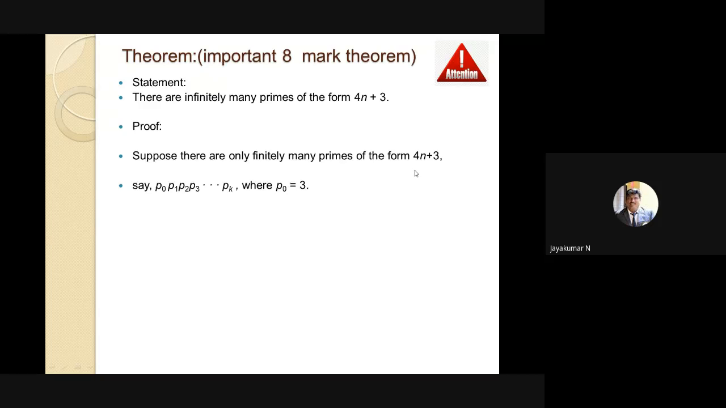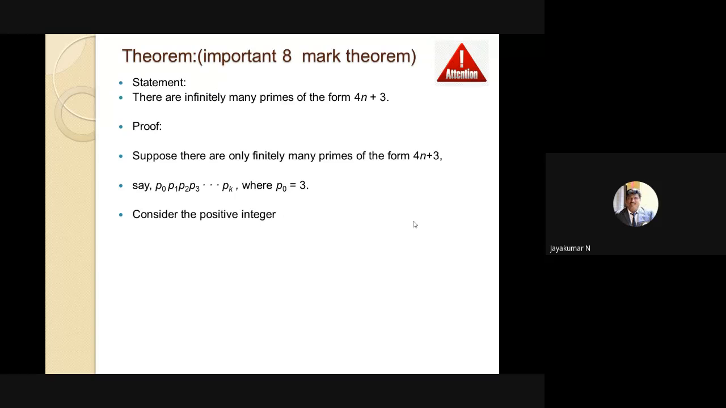I assume two things. There are finitely many primes of the form 4n plus 3, there are k plus 1 of them. Since k plus 1 is finite, k is a finite number. The smallest prime is P0, the largest prime is Pk. The smallest prime is 3, because 4n plus 3, when n is 0, gives 3. These two things are very important.